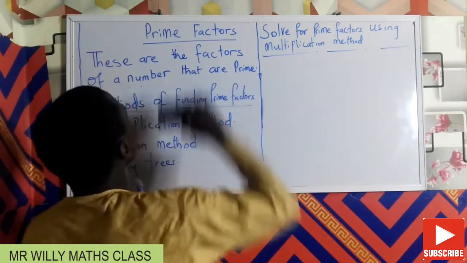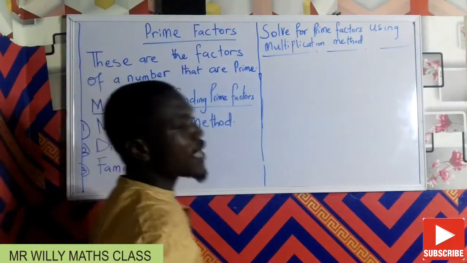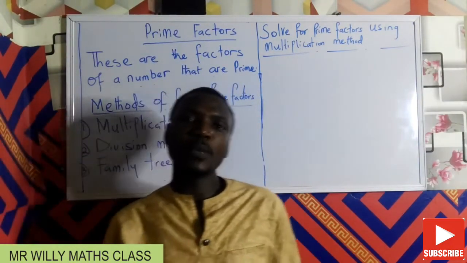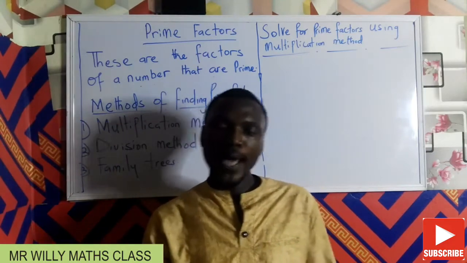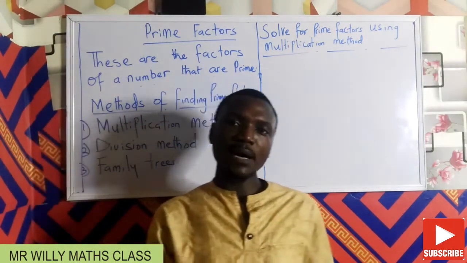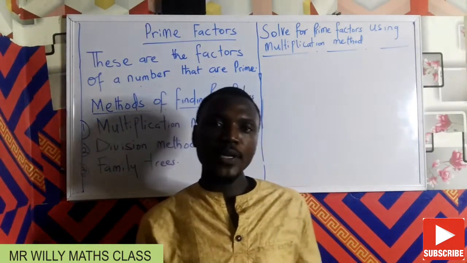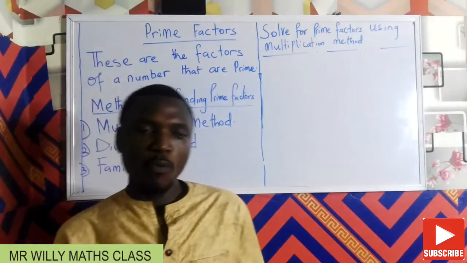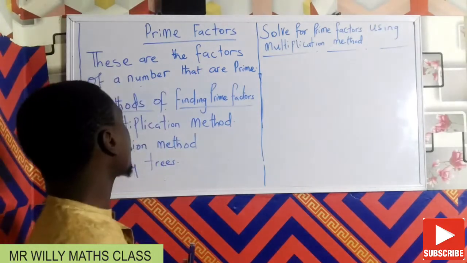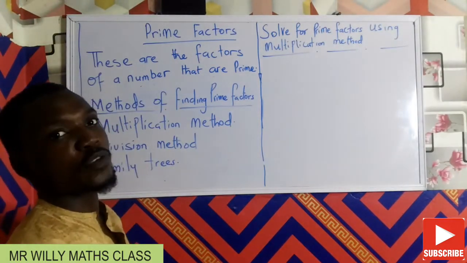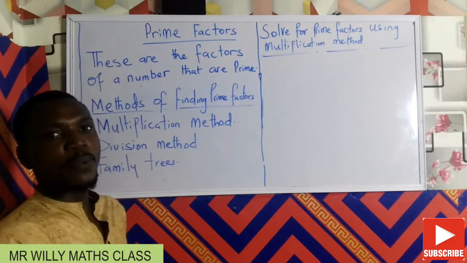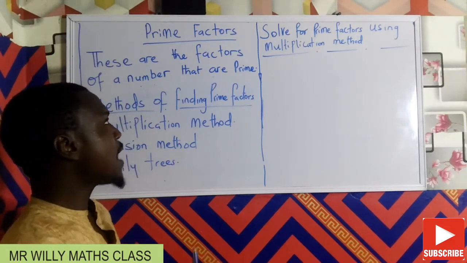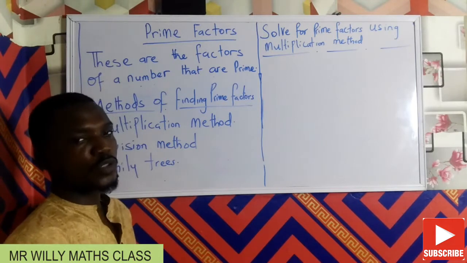So before we go through prime factors, what are prime numbers? Prime numbers are numbers that have 2 factors, 1 and itself. So that will lead us to the definition of prime factors. What are prime factors? Prime factors are factors of a number that are prime numbers. Prime factors are factors that are prime in nature. So today we'll be looking at how we can solve for prime factors of a number.